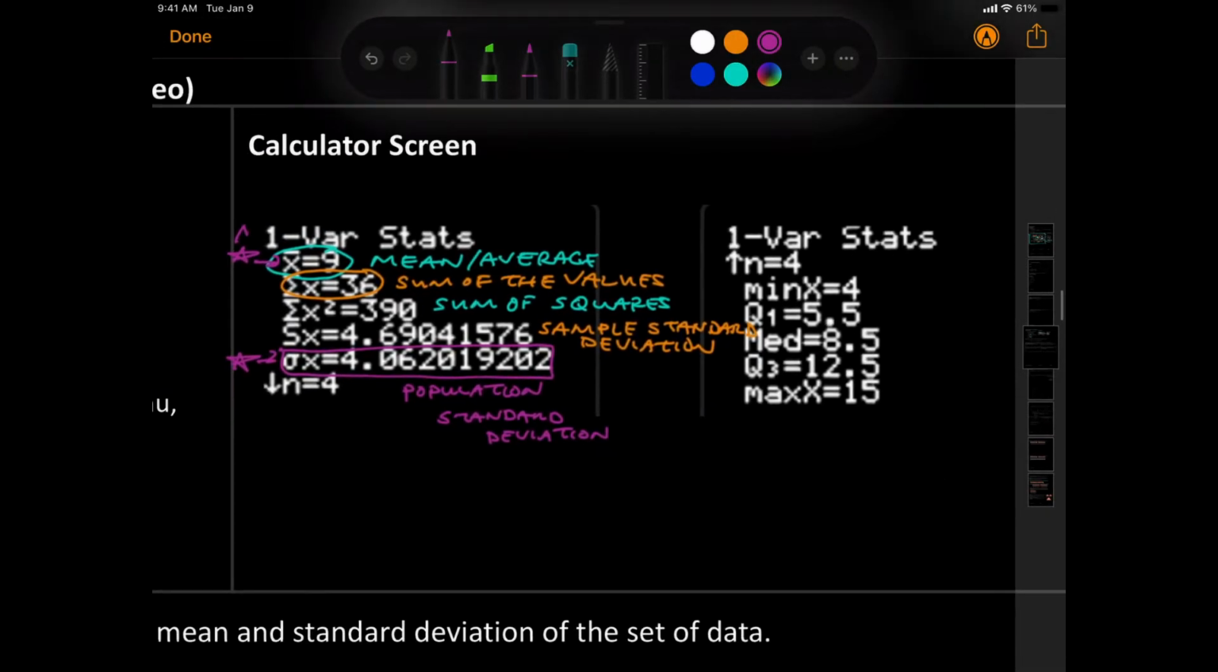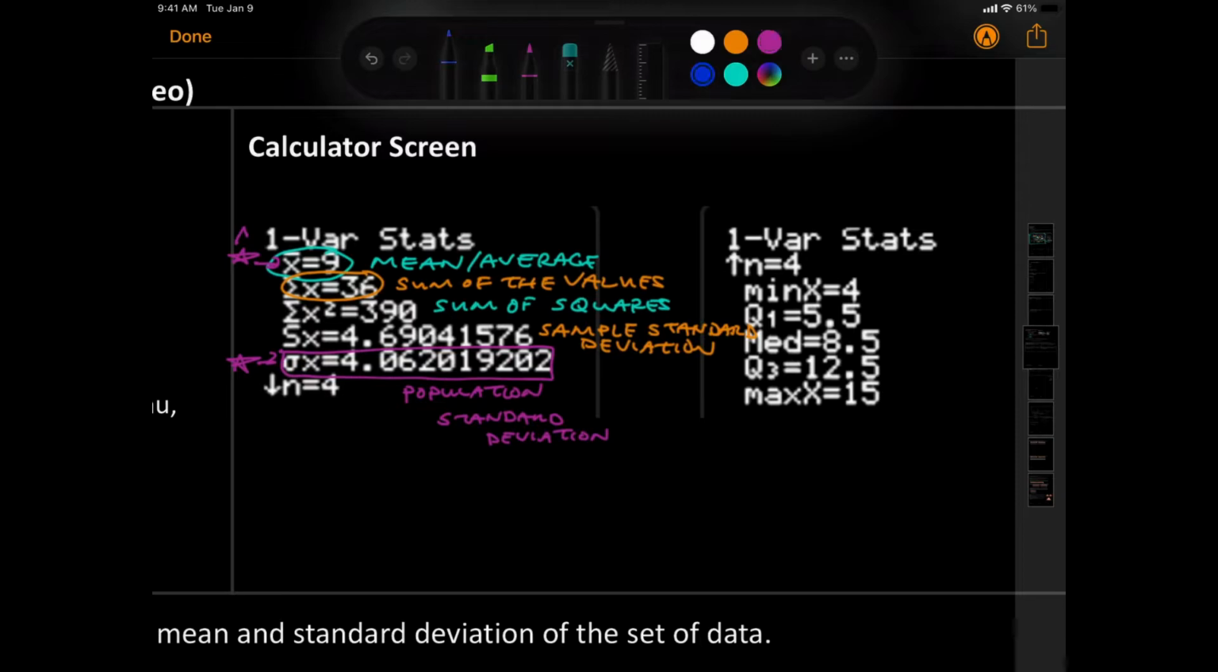And then over here, we might learn it later. I'll just tell you, not for our lesson, these are called a 5-number summary, and that helps you create a box plot. Okay?